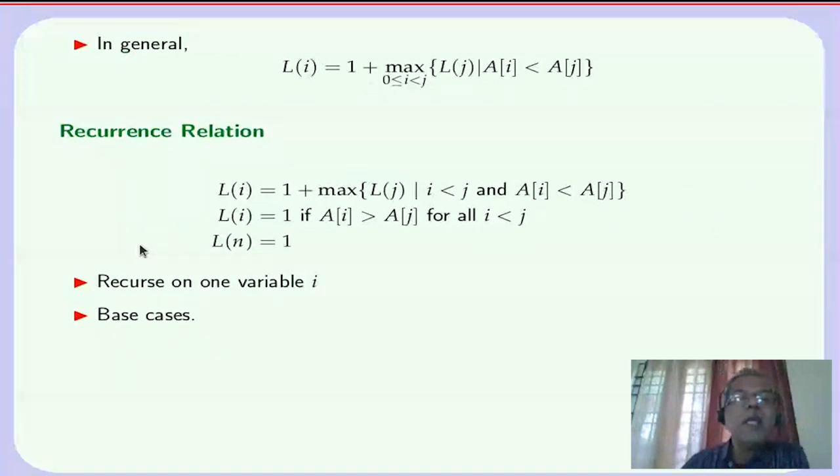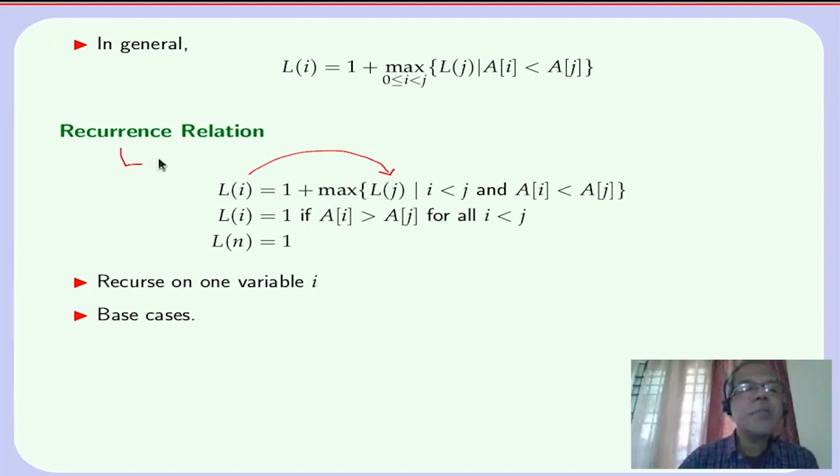If you write a little neatly, it will be L of i is equal to, consider all L of j so that j is larger than i and A[j] is larger than A[i]. Only those elements which are larger than the ith element need to be considered. Only larger elements can follow this ith element. Smaller elements cannot follow. Out of all those, take the maximum. So we come to the second step of DP, the recurrence relation. L of i is expressed in terms of L of j.